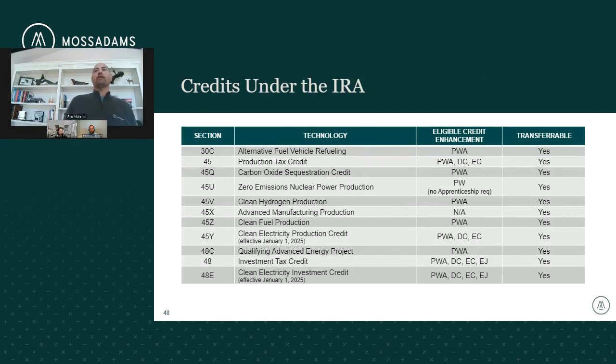So some of the credits that came out of the IRA and that you can invest in, we've touched on a number of them already. Jonathan talked about carbon oxide sequestration. The traditional ones are your solar and wind energy projects, but there's also hydrogen production, alternate fuel vehicle refueling or EV charging stations, and additionally manufacturing credits like the advanced manufacturing production credit for those entities that are producing components that go into these renewable energy projects.